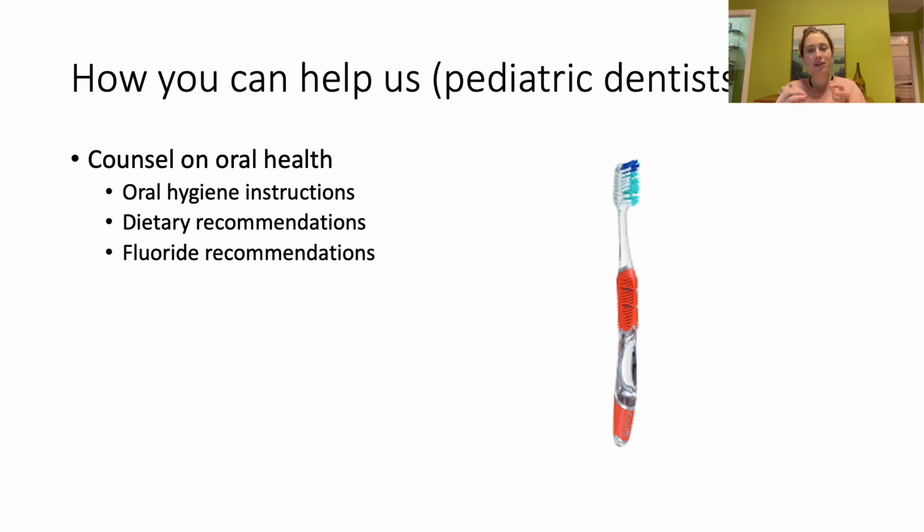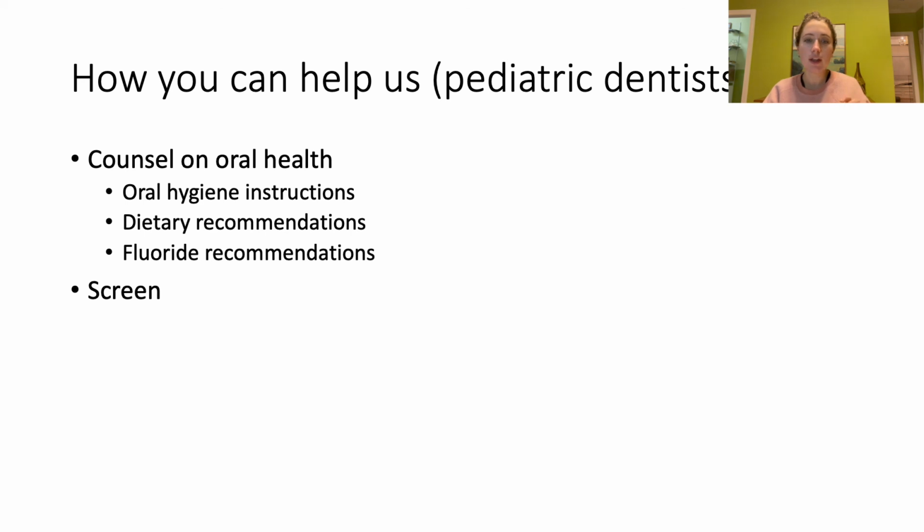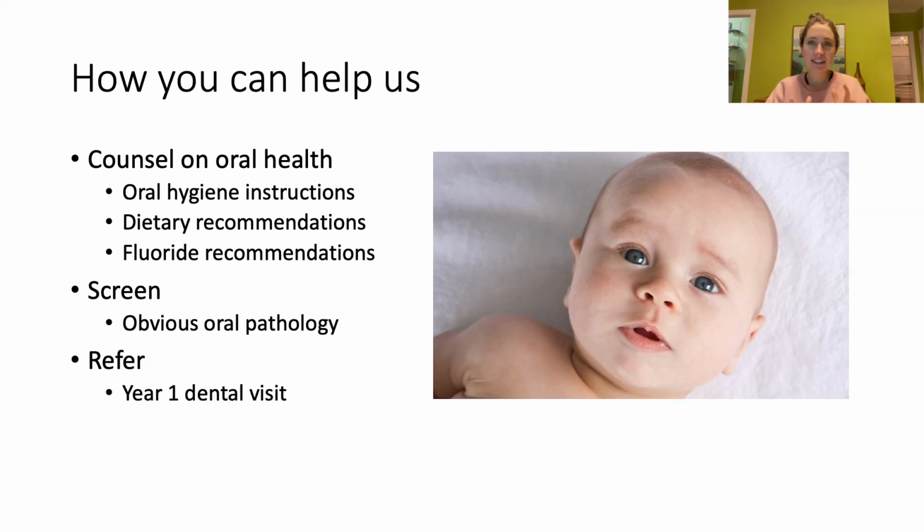So our fluoride recommendations, our new ones, are actually brushing with fluoridated toothpaste from the very first tooth. Old guidelines said wait until age 3. You want to use just a grain of rice on ages 1 and 2. That's totally safe for them to swallow. And then starting at age 3, they can graduate to a pea-sized amount. You also can screen for obvious oral pathology and refer. We like to see them for a year 1 dental visit. So see them before they turn 2 or within 6 months of getting their first tooth.